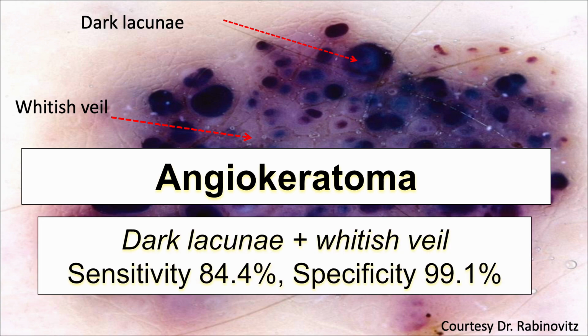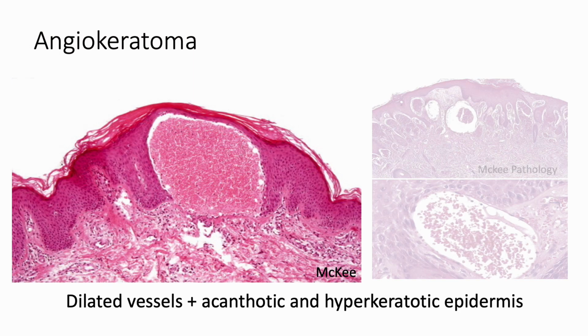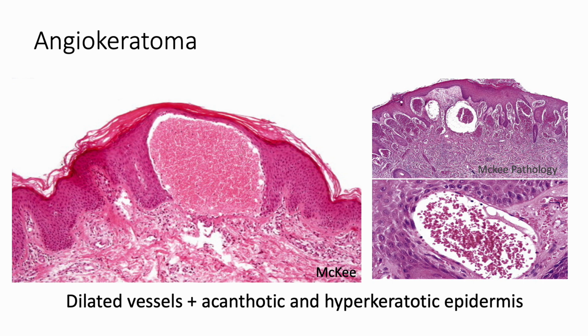In fact, studies have shown that the combination of both has a sensitivity of 84%, but a specificity of 99%. And these two features, the whitish veil plus the dark lacunae, correlate well with the features seen on histopathology. So on histopathology, what you have is the same dilated vessels as on angiomas, but also you have here the presence of acanthotic and hyperkeratotic epidermis, which explains the presence of the blue-white veil. So this acanthotic and hyperkeratotic epidermis correlates with a whitish veil on dermoscopy.